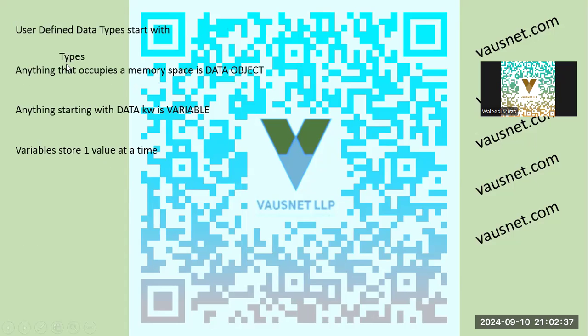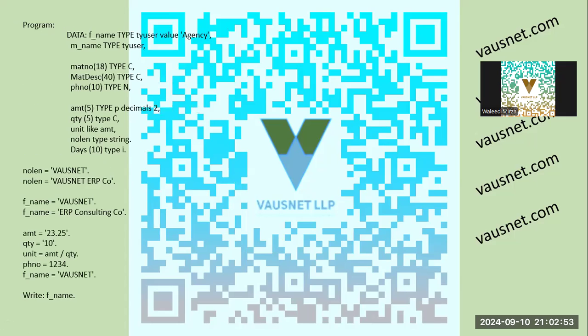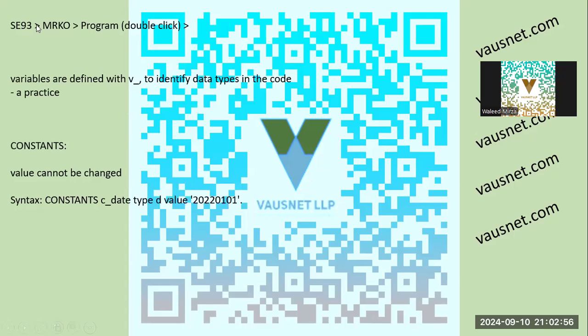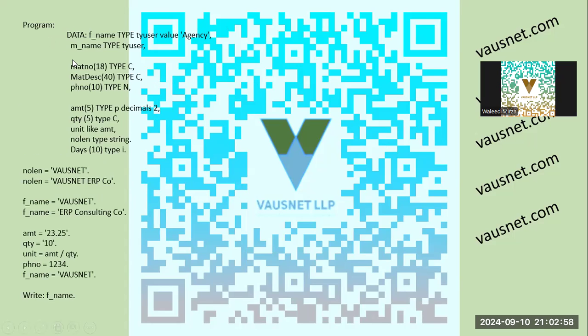User defined, that start with types, and anything that occupies a memory or locks a memory is a data object. And anything that starts with data is a keyword, and it becomes a variable. And variables actually store one value at a time. Okay, so let's go over this program.